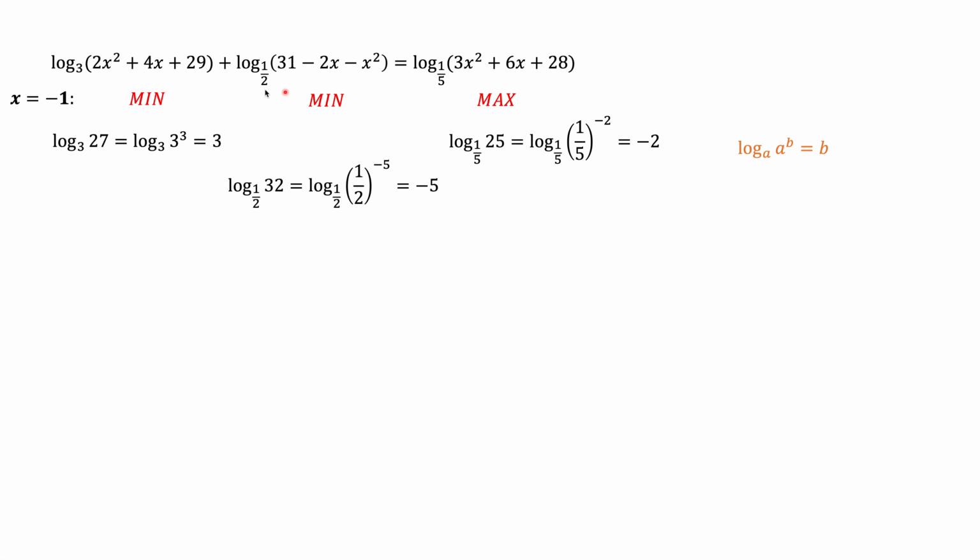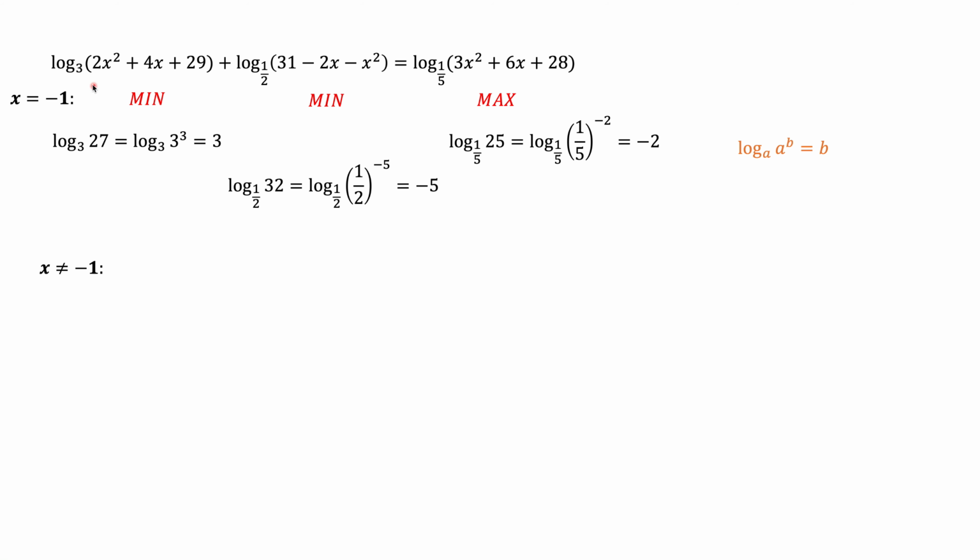So now notice that what we have on the left-hand side equals to what we have on the right-hand side when x equals to minus 1. Therefore, minus 1 is a solution of this equation. But now let's see what's happening when x is not equals to minus 1.